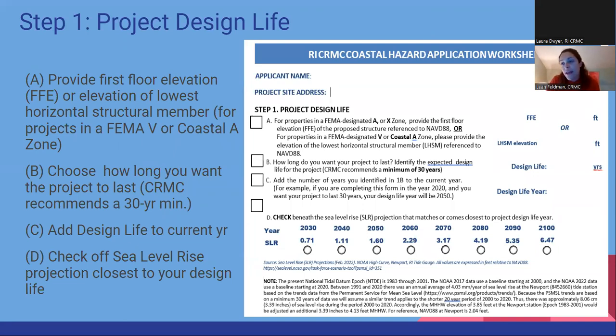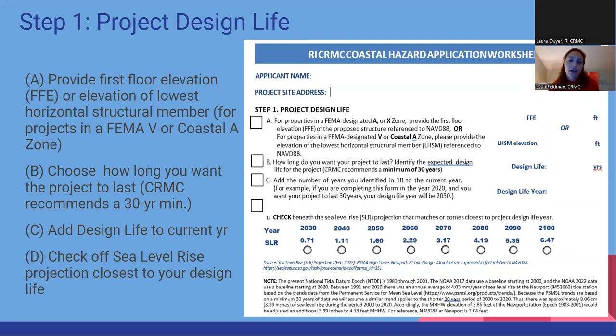Okay, we are off. Step one. So the first thing about the coastal hazard application worksheet is that it will ask you about your project design life. So in this step, the applicant would choose a projected design life or lifespan for their project and then identify a projected sea level rise for the project site to incorporate exposure to coastal flood. So first, you provide the first floor elevation or FFE, or the elevation of the lowest horizontal structural section. This is for projects in FEMA Area V or Coastal A zone.